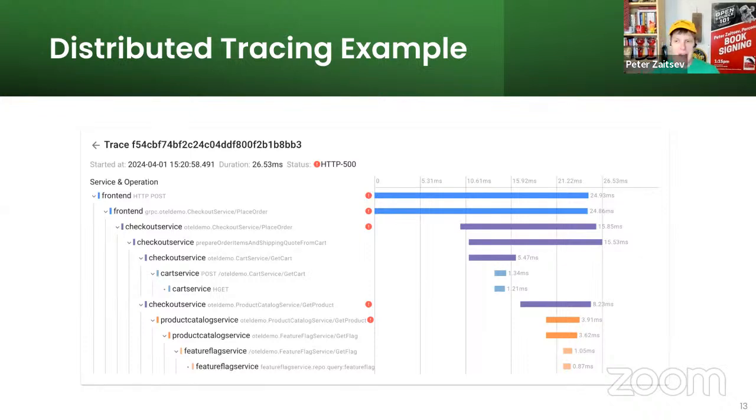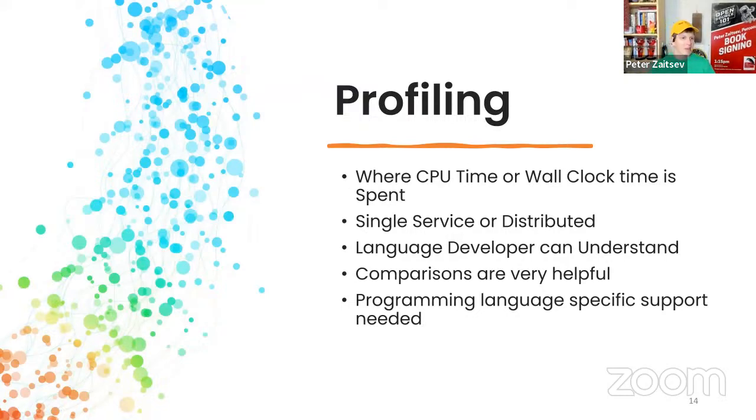Now let's talk about the last one, which is profiling. Profiling shows where the CPU time or wall clock time is spent while a server request was operating. It can be focused on a single server or distributed, where we combine the profiles from many running systems. The cool thing about a profile is that it has the language which is most meaningful for a developer. The profiler can show you, as a developer, that this function is where most of the time is spent. Figure out how to optimize it.